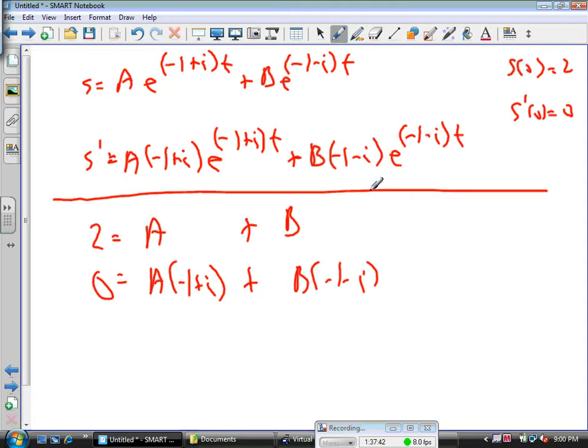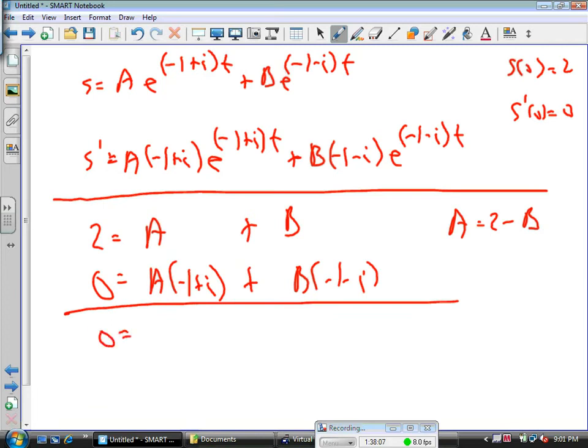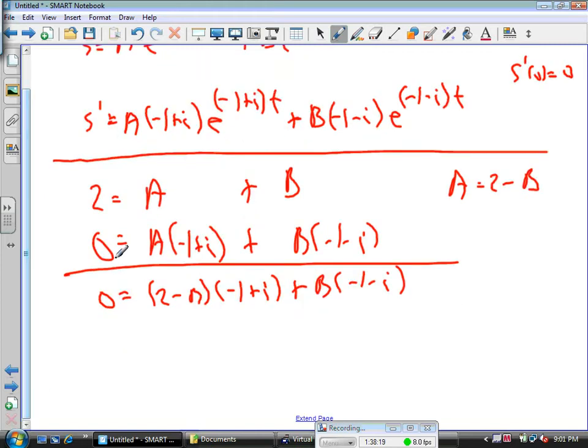How do you solve for A and B? Adding is not going to help. I think this one you probably want to solve for one and then substitute. Do substitution this time. So how about I get A alone? How do you get rid of B? Minus B. So A is 2 minus B. Wherever you see A down here, I'm going to put in 2 minus B. So 0 equals 2 minus B times negative 1 plus i plus B times negative 1 minus i. So you can solve for B. There's only B's now. The A's are not in my way anymore.